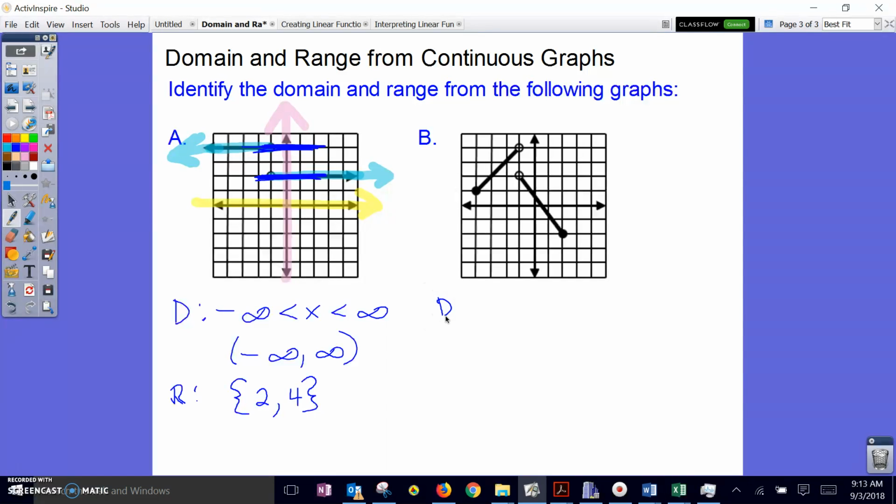All right, part B. Domain. We're reading it from left to right. Let's see, it starts right here at x equals -4. And there's a point there. And it goes all the way over here to -1, but there's not a point there. I'm not going to include that. And then it starts up again to the right of -1 and goes all the way over here to +2.